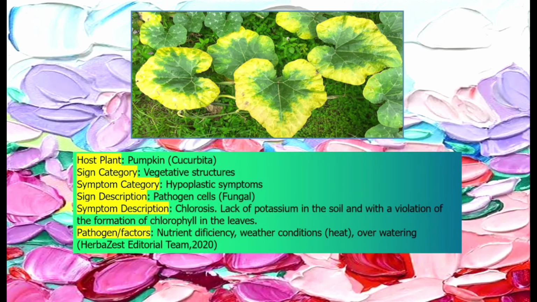The third picture is pumpkin leaves. The sign category is vegetative structures. The symptom category is hypoplastic symptoms. The sign description is pathogen cells, that is fungal. The symptom description is chlorosis, due to a lack of potassium in the soil, with a disruption in the formation of chlorophyll in the leaves. The factors are nutrient deficiency, weather conditions, and overwatering.